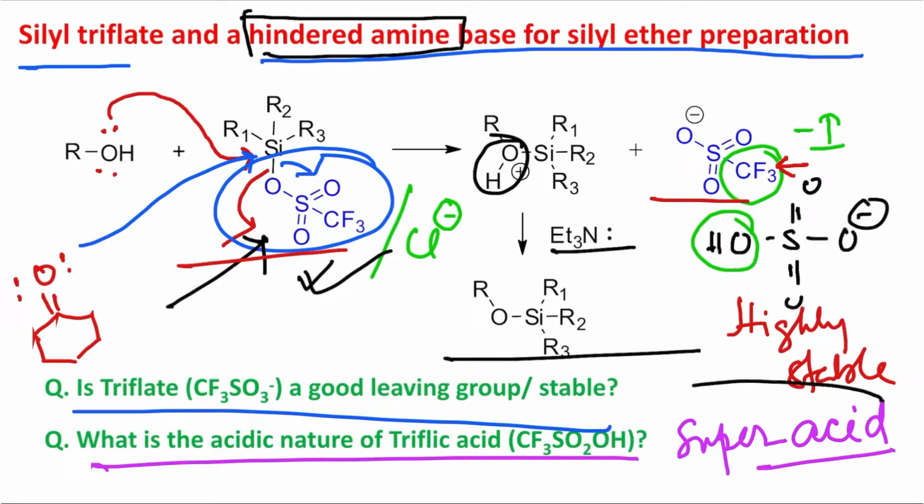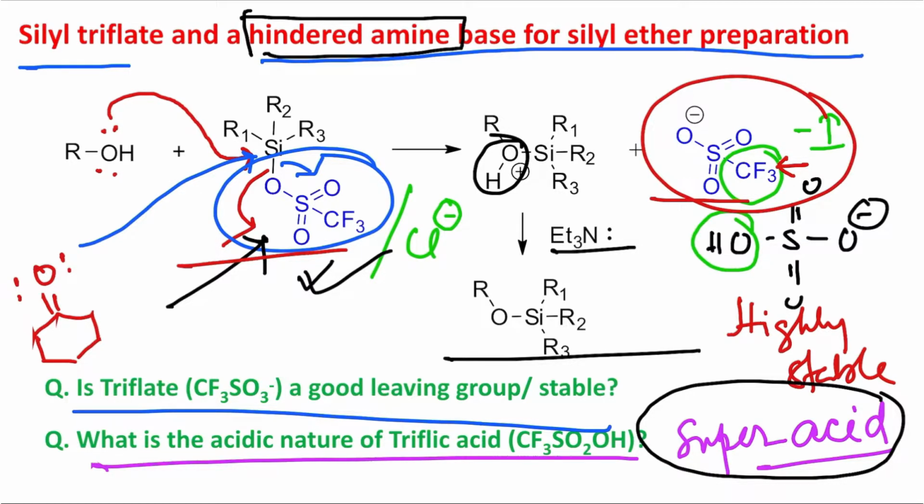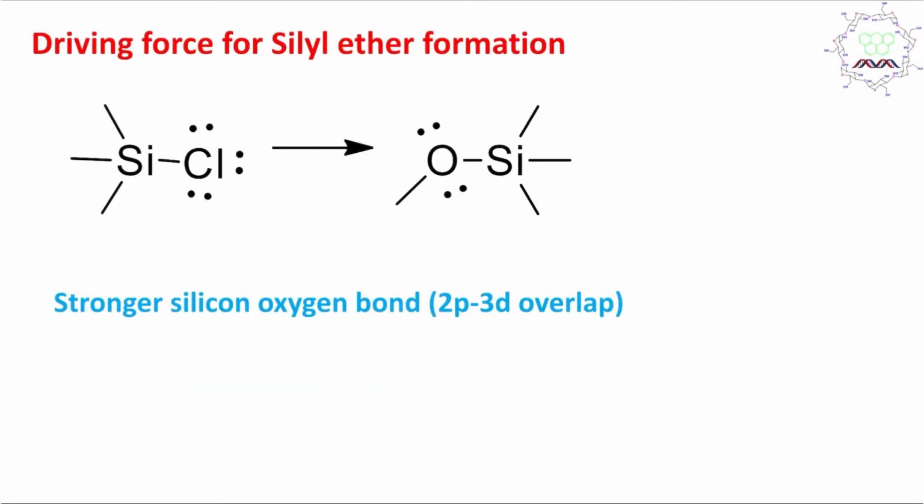It means it's a very strong acid, which means the conjugate base is very stable. Okay, so now let's come to the next question: the driving force for silyl ether formation. Why does this reaction happen? Why is this silicon-chlorine bond converted into a silicon-oxygen bond?